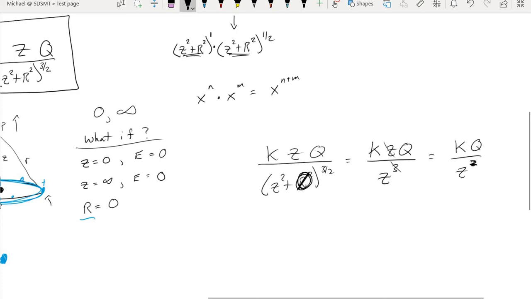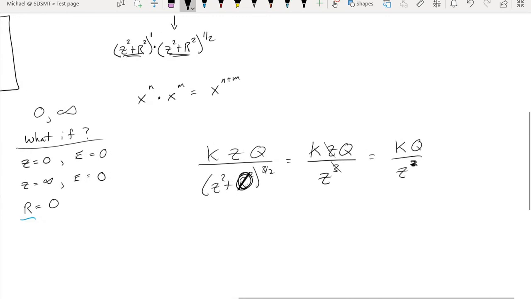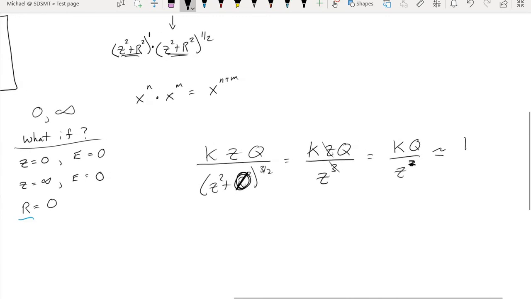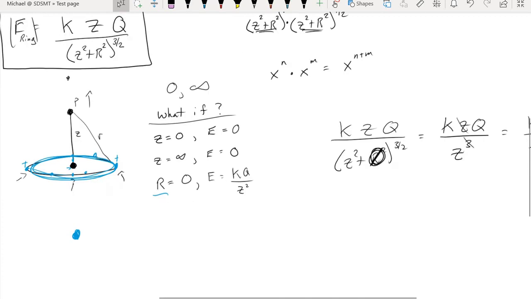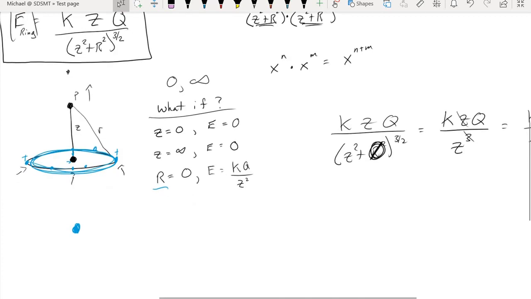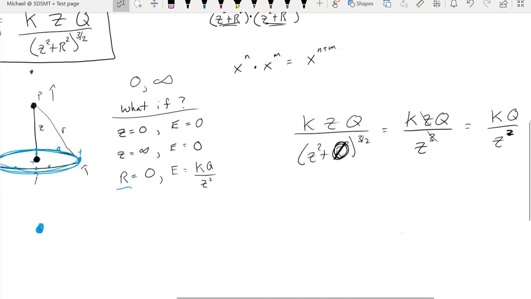We have kq over z squared, which really is no different from saying kq over r squared. So we are producing the point charge expression by doing this. So we have kq over z squared. So in that case, our ring of charge acts like a point of charge.